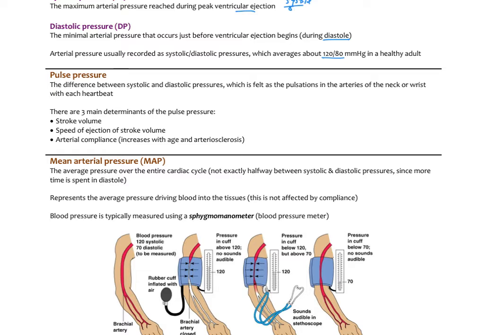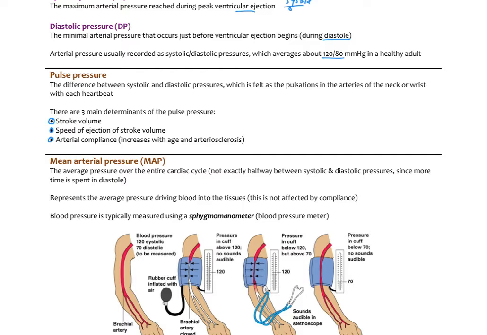So one is what's called stroke volume. Stroke volume is the amount of blood ejected by the heart with each heartbeat. So if it puts out a couple of 100 milliliters, that's going to be the stroke volume with each heartbeat. The second factor that determines the pulse pressure will be the speed of ejection of the stroke volume. And the third factor will be what's called arterial compliance, and that would be how stretchy the arterioles are.